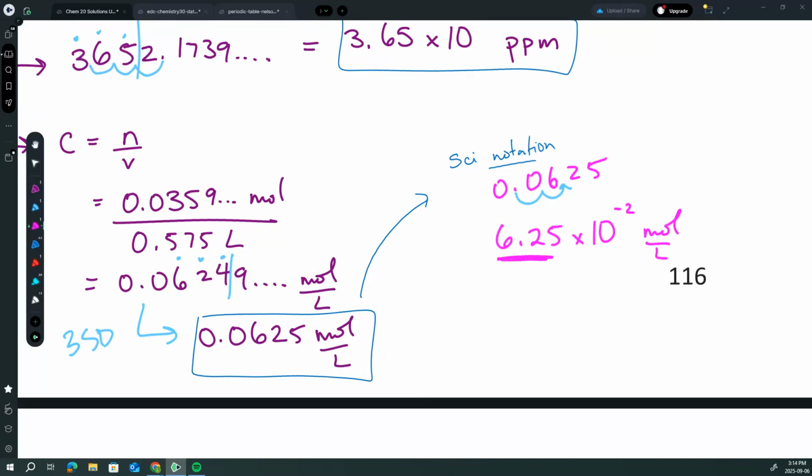So I still have 3 significant digits. These are the only digits that count as significant digits. The times 10 to the power of whatever exponent does not contribute to significant digits. So I still have 3 sig digs, we're just representing this as scientific notation. So you could represent your answer as this or this. Either one is correct.